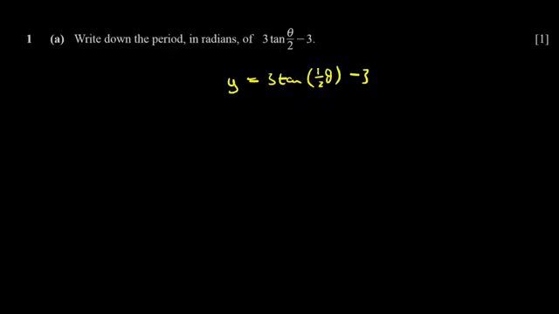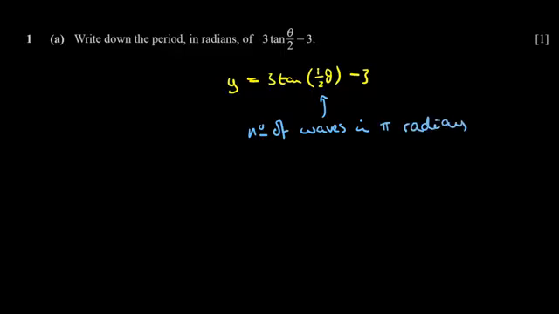And then this thing here, this B, is the number of waves in 180 degrees or pi radians. Now you've got to be a little bit careful here, because if we've got a sine and a cosine, then this number here, this B, would be the number of waves in 360 degrees or 2 pi radians. But because we've got a tan graph, it means that this is the number of waves in pi radians, or 180 degrees.